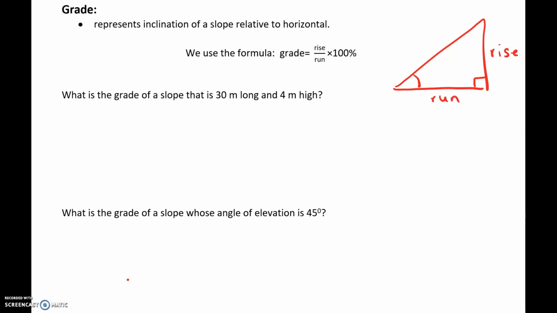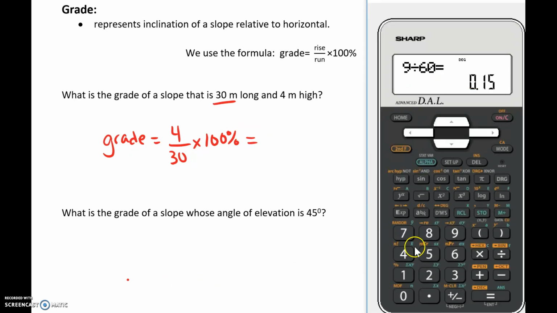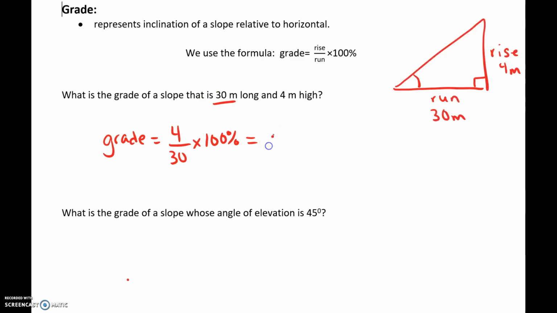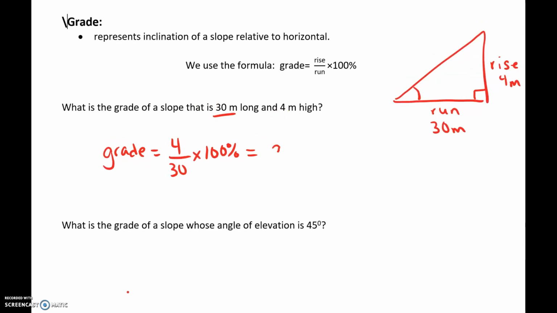Let's use this formula to calculate the grade of a slope that's 30 meters long and 4 meters high. The grade is equal to 4 over 30 times 100%. Like all of our formulas, it is important that our units match up before we plug in. Into our calculator, we get a value of 4 divided by 30 times 100. The grade is 13.3%.